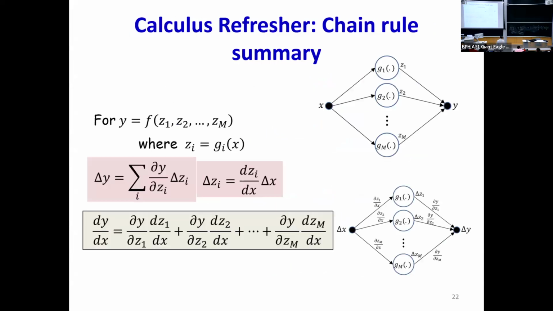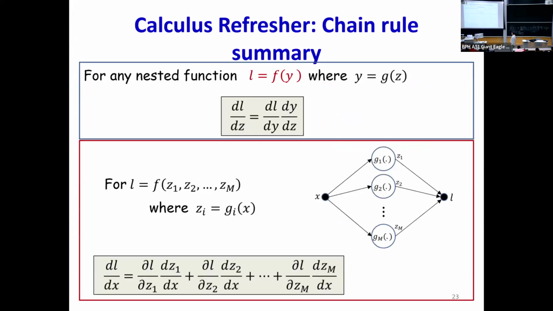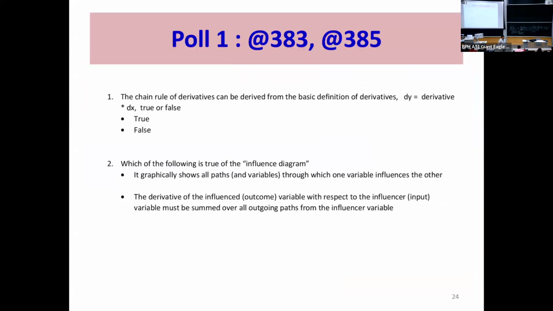Okay, all right? So this picture makes sense to everybody, right? So the chain rule, we learned two things. The chain rule, if I have L equals f of y, where y equals g of z, then dL over dz is dL over dy times dy over dz. And the second is, if f is a function of many z's, where each z is a function of x, then it's basically a sum over all incoming edges of the products of partials, okay? Partials of derivatives. So here's your first form.